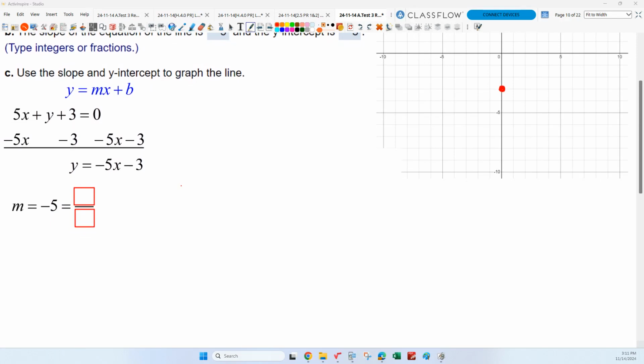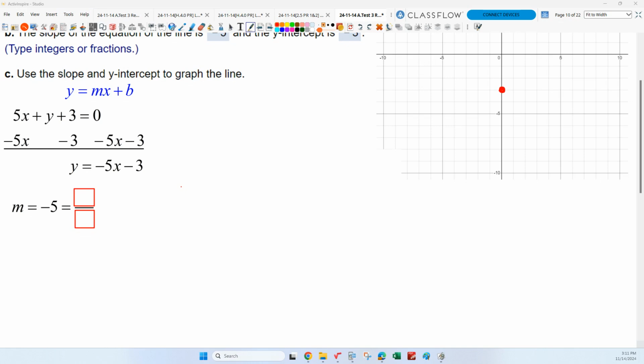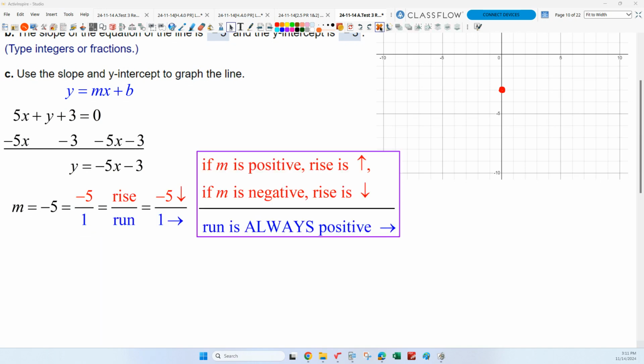Okay, so now if I write my slope, you already told me, it is negative 5. If I write that as a fraction, what is that? Negative 5 over positive 1, right? If a fraction's negative, it always goes in the numerator. So we get, as a fraction, negative 5 over positive 1.